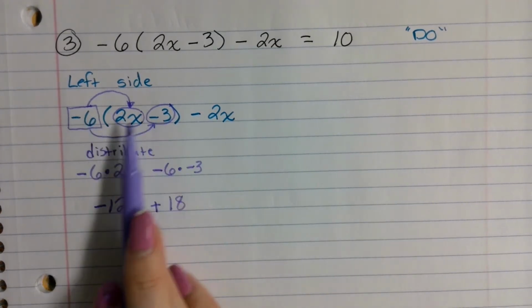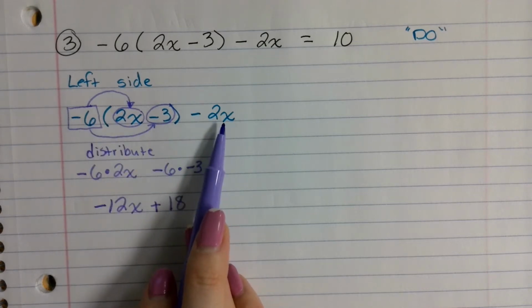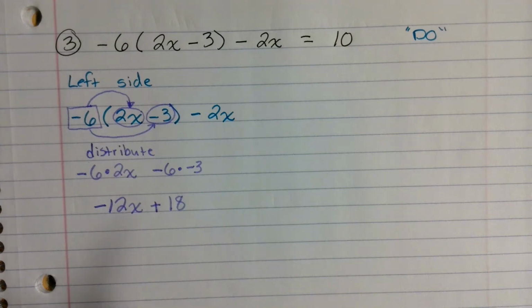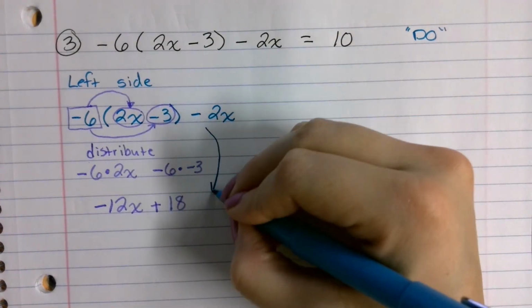So I did my distribution. Do I distribute it to that minus 2x outside of the parentheses? Because it's not in parentheses, it doesn't get it. So what do I do with that negative 2x? Drop it down. Just bring it right on down to the problem.